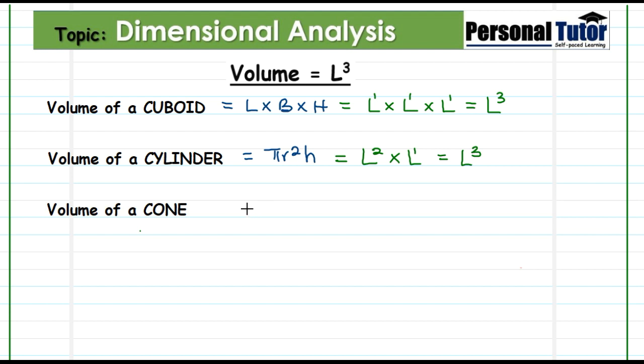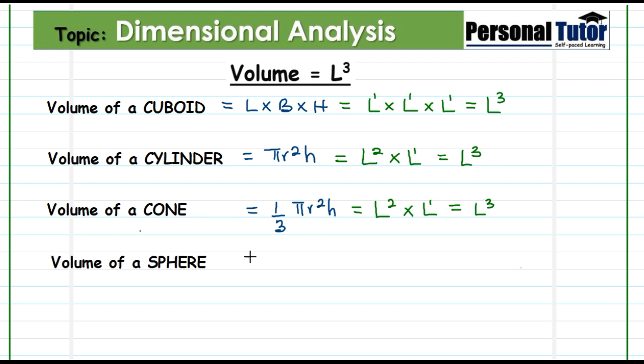Again, the volume of a cone is similar to that of the cylinder. That is only 1/3 pi r squared h. With this as well, 1/3 is a number and hence ignored. Pi is a number and hence ignored because it's dimensionless. The radius has a dimension of L squared, times that of the h as L. Together, you get L exponent 3.